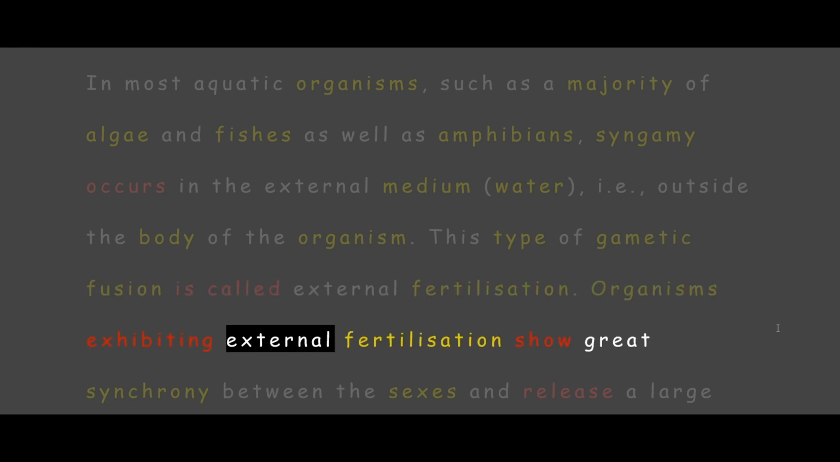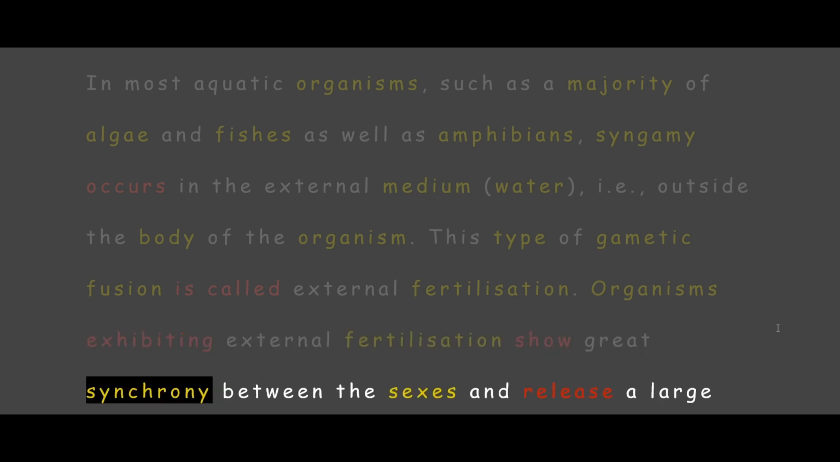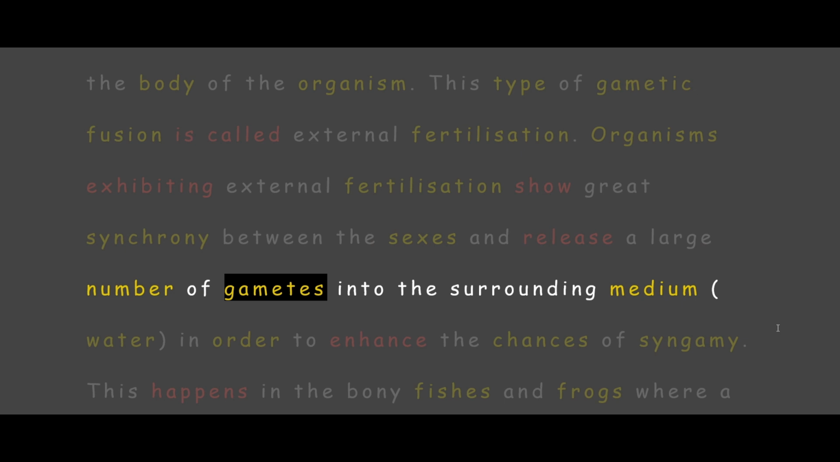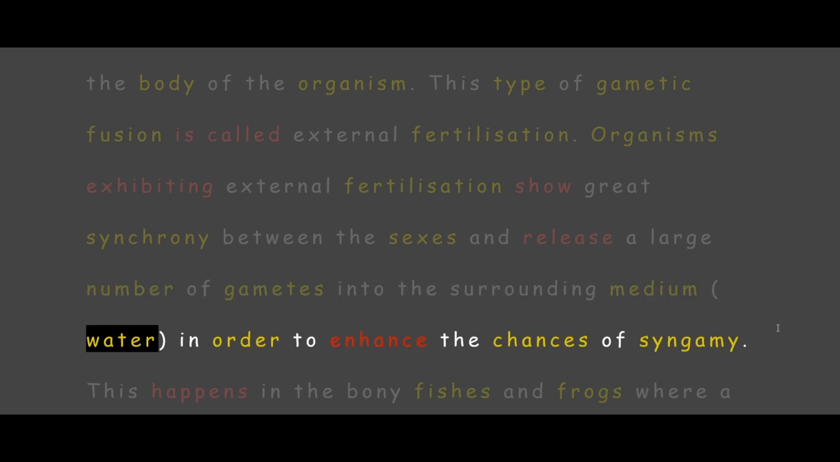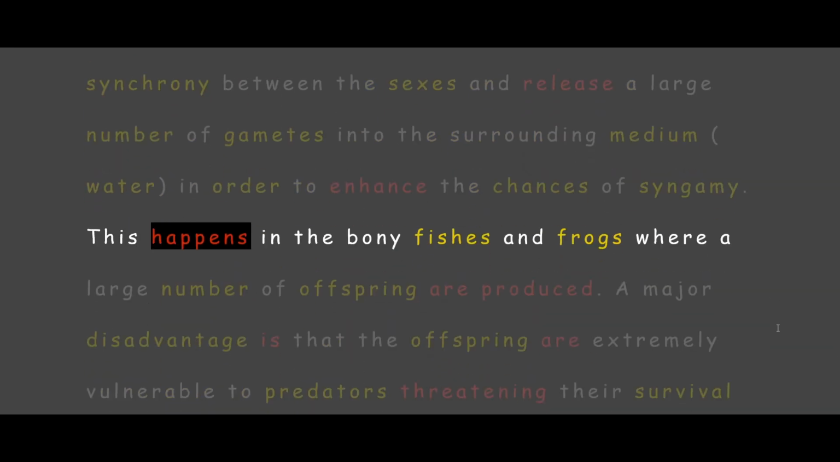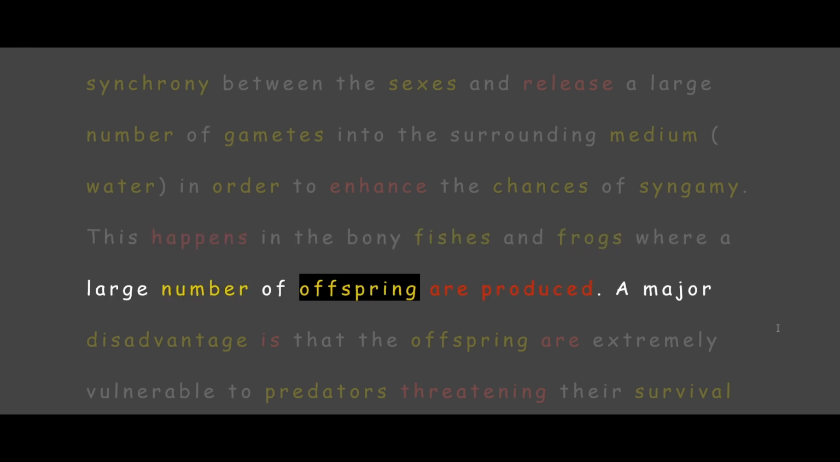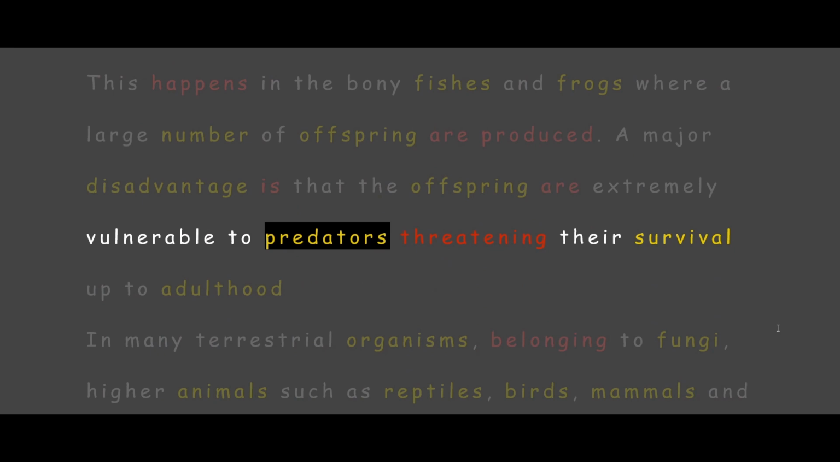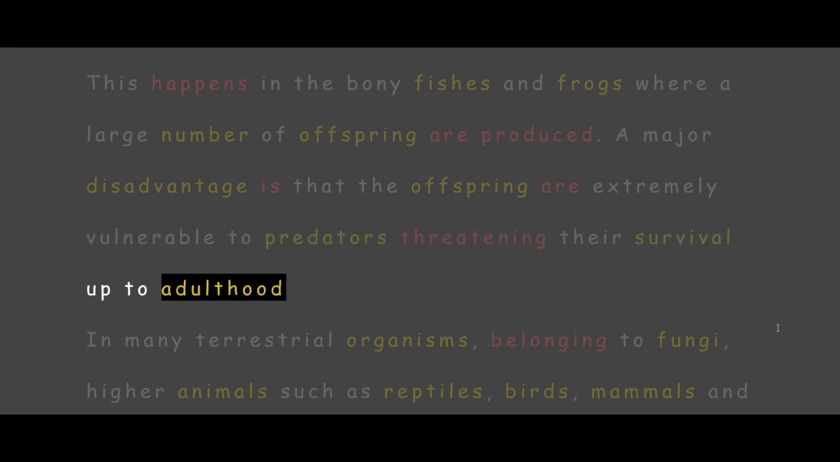Organisms exhibiting external fertilization show great synchrony between the sexes and release a large number of gametes into the surrounding medium, water, in order to enhance the chances of syngamy. This happens in the bony fishes and frogs, where a large number of offspring are produced. A major disadvantage is that the offspring are extremely vulnerable to predators, threatening their survival up to adulthood.